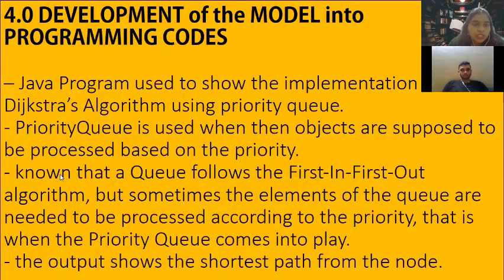priority. A queue is known to follow the first in, first out algorithm, but sometimes the elements of the queue need to be processed according to priority. That is when the priority queue comes into play, and the output shows the shortest path of the algorithm of the node from the first node.